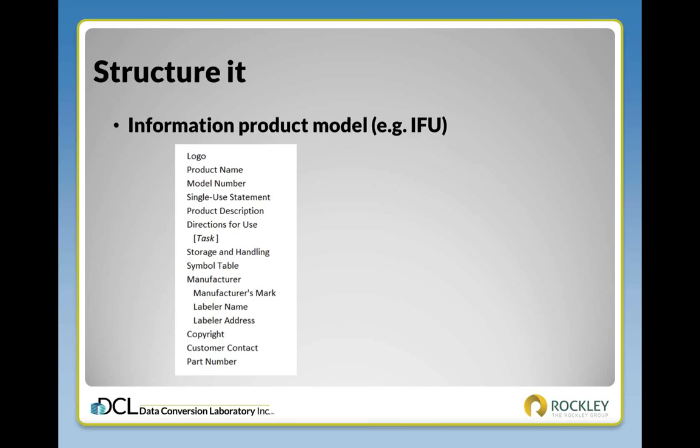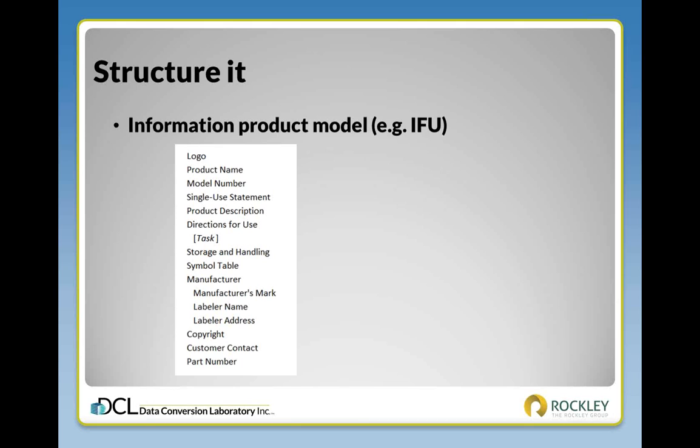We also have to be able to structure it. And so when we structure it, we've got these modules, and we say this is how the content comes together to create something. We call it an information product model. So I'm just showing you an example here for an IFU. And what we're saying is, and this is truncated, because I couldn't show everything, it's just a little bit of the whole thing. But if we're putting together an IFU, what are all of those named modules that have to go into it?